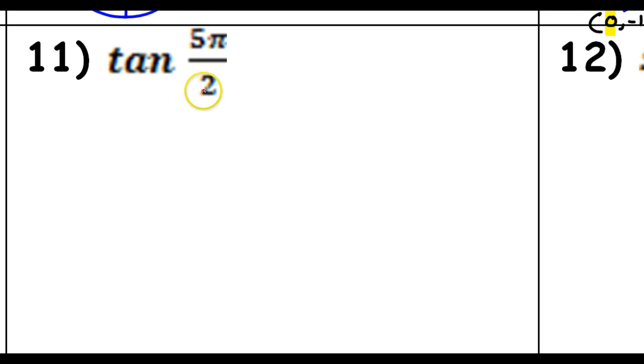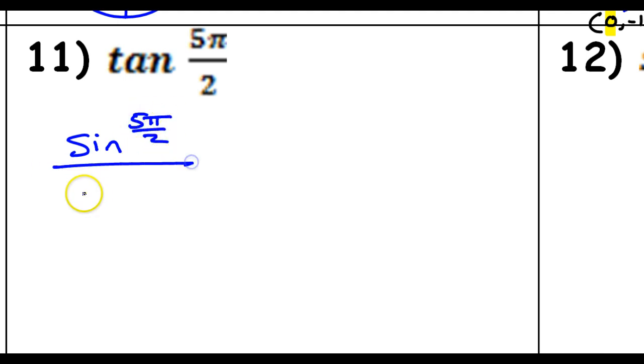Tangent of 5 pi over 2. Well, the thing that you have to keep in mind for tangent is really just that it is sine over cosine. So as we do this, tangent of 5 pi over 2 is going to be sine of 5 pi over 2 over the cosine of 5 pi over 2. So once I figure out what that is, that'll be my answer.